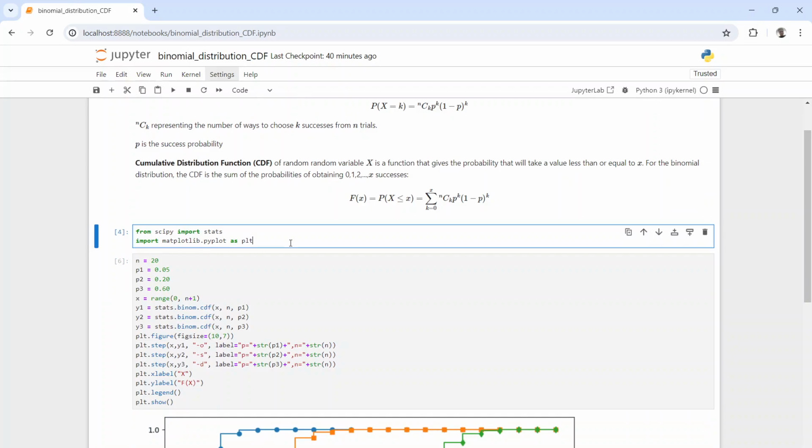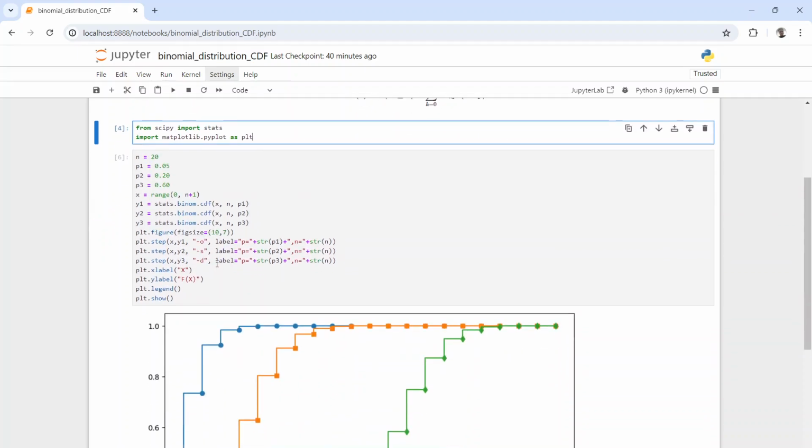Now let's talk about the implementation. The first two lines are for loading the Python libraries. The next lines specify the parameters. The first parameter n is the number of trials. p1 is the probability for the first distribution, p2 is the probability for the second, and p3 is for the third. And here we are taking a range of values from 0 to 20.